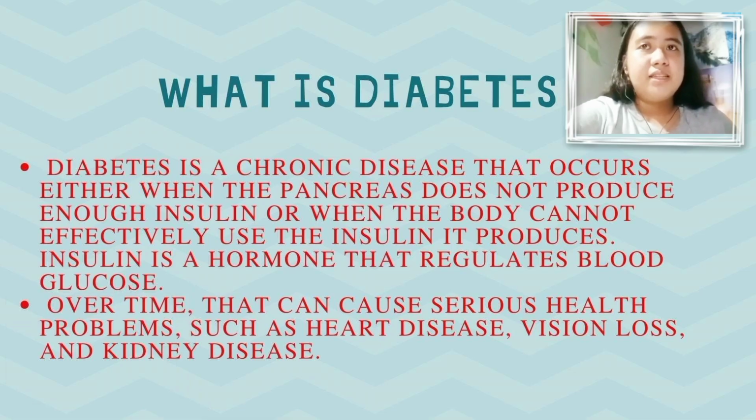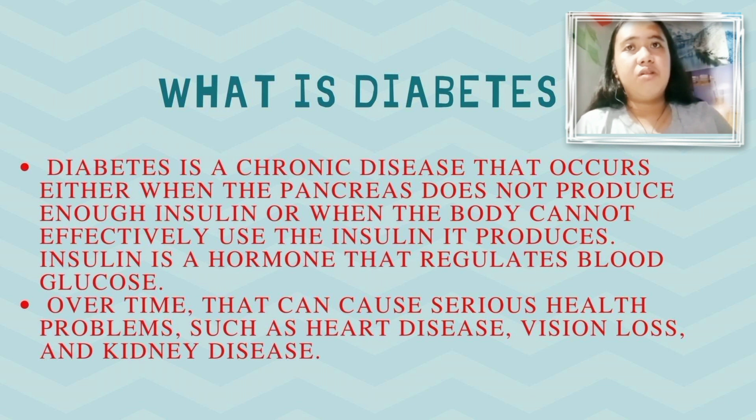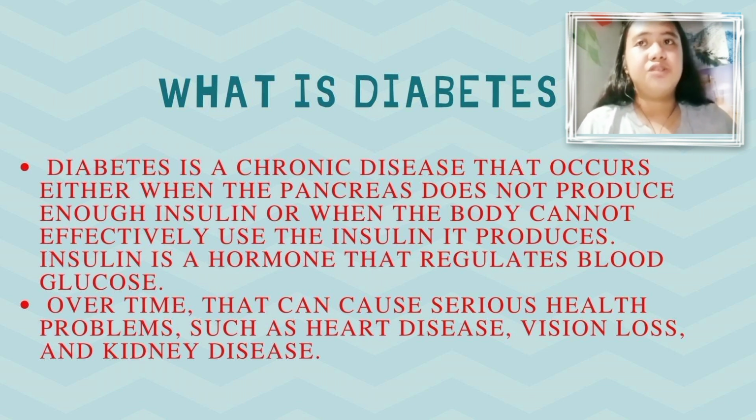What is diabetes? According to the World Health Organization, diabetes is a chronic disease that occurs when the pancreas does not produce enough insulin or when the body cannot effectively use the insulin it produces. Insulin is a hormone that regulates blood glucose. Diabetes is a chronic, long-lasting health condition that affects how the body turns food into energy. Over time, this can cause serious health problems such as heart disease, vision loss, and kidney diseases.